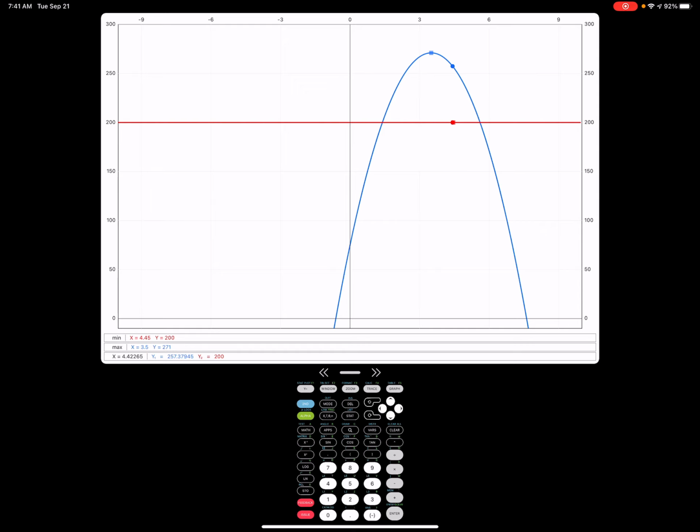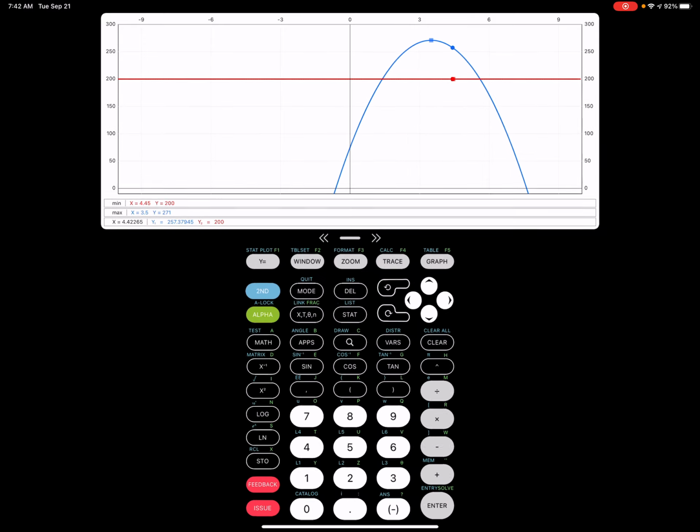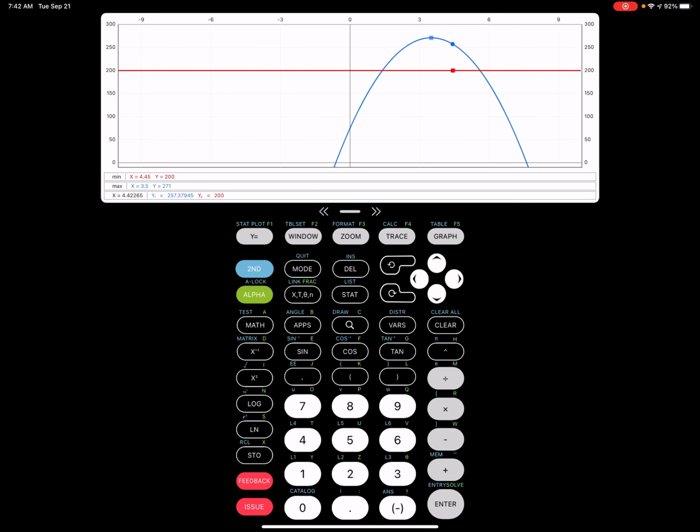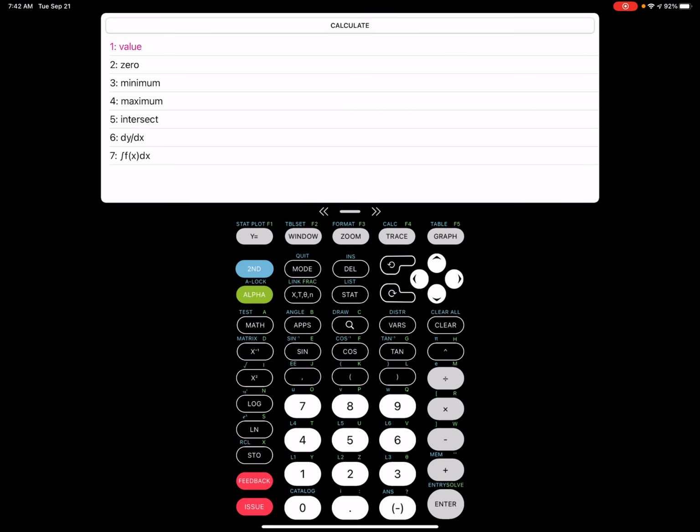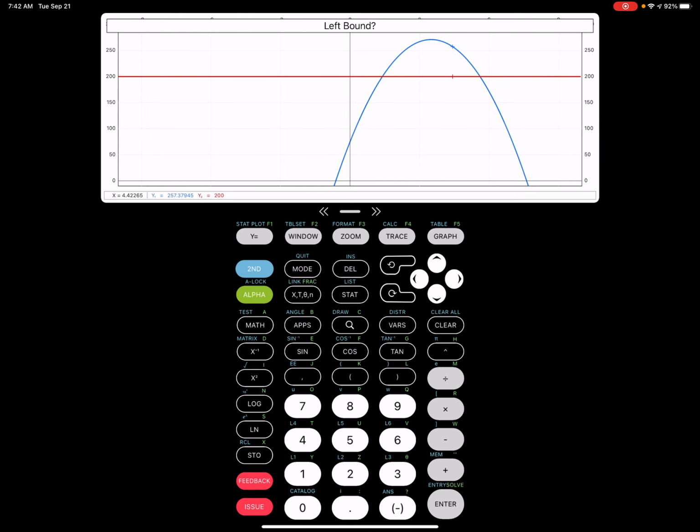So notice the top part of my parabola, that's all of the time that the ball is above 200 feet. And so what I'm going to do is find the intersection of my two graphs. So yes, once again, let's go to second trace. Notice that number 5 says intersect. Now, I'm going to arrow to the left and get close to my first intersection point. So there's my first intersection point. I can't get right on it, but I'm close.